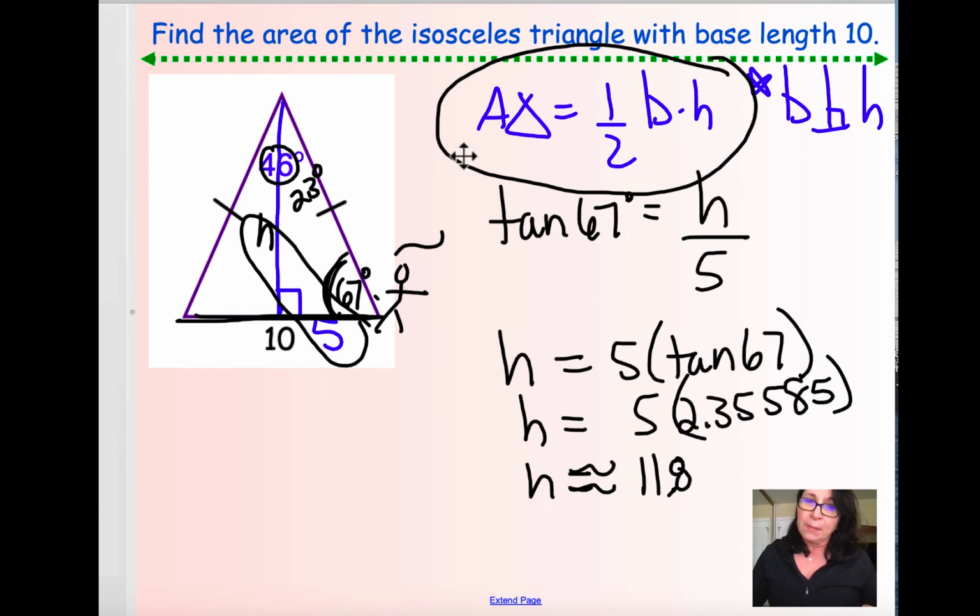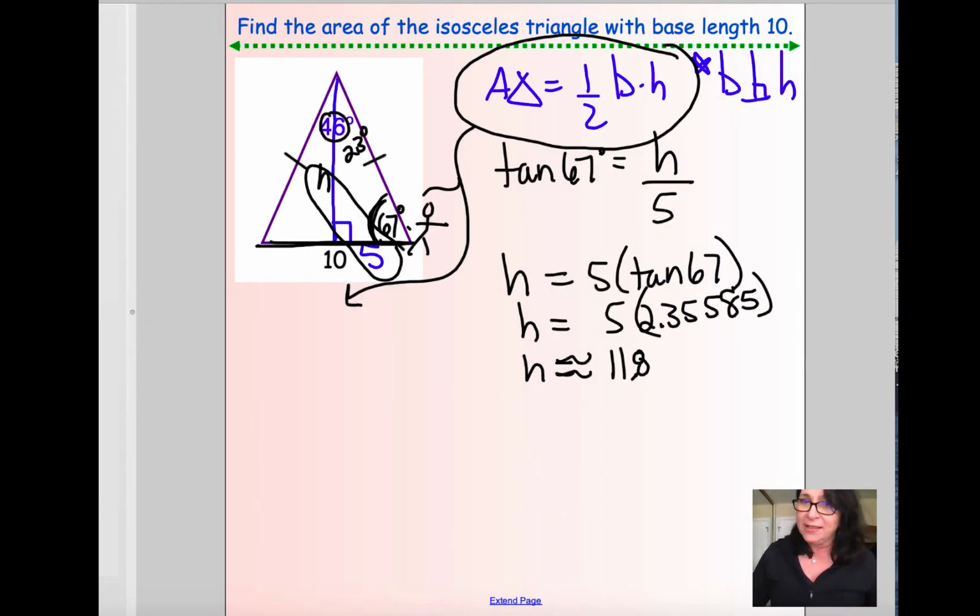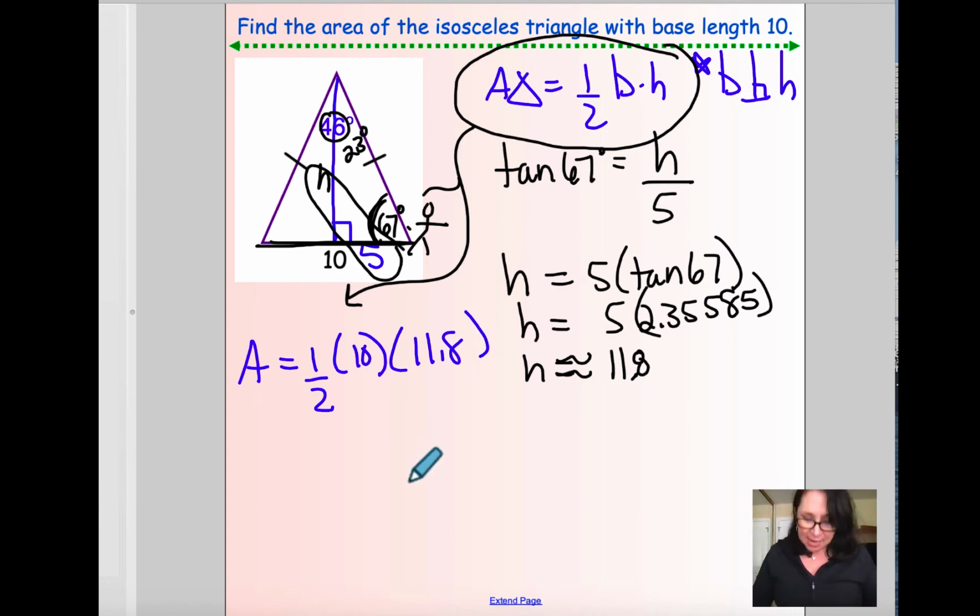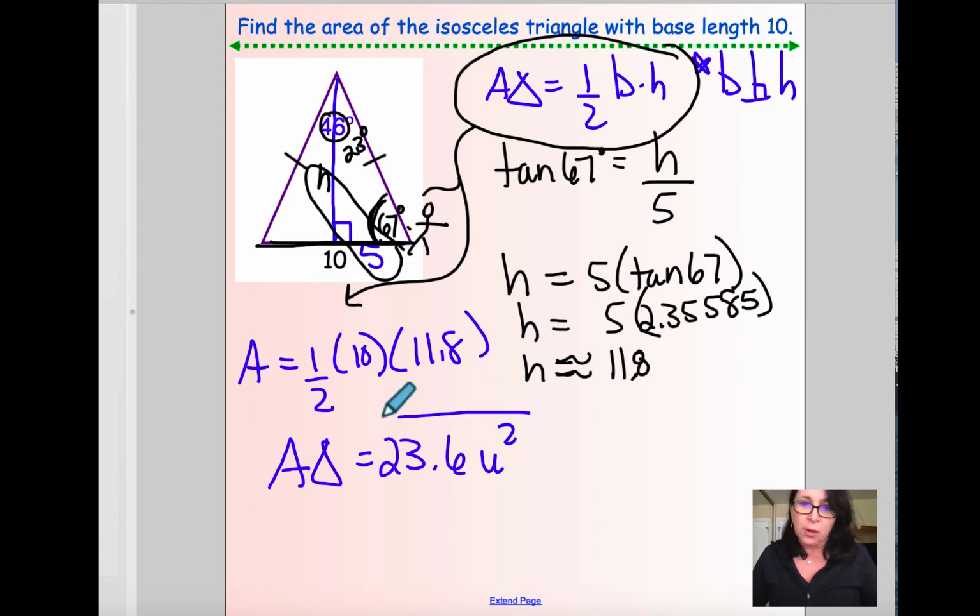So now I'm going to take this and bring it down right here, because now I need to find the area. Remember, area of the triangle is 1/2 my base, which is 10, times my height, which is 11.8. And so now I'm going to take 11.8, multiply that by 10, divide by 2, and I get 23.6. So the area of my triangle is 23.6 units squared.